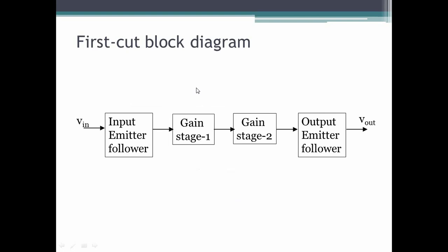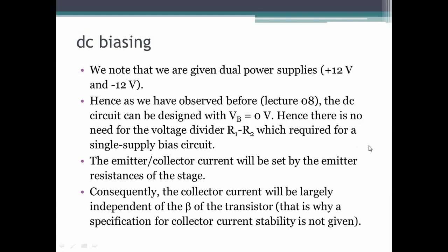So here is our first cut block diagram. We'll have an input stage which is an emitter follower to give a large input resistance. We'll have two gain stages to get a gain of 25,000 or more, and we'll have an output stage which is an emitter follower to give a very low output resistance. Alright. So now we begin our, or not yet.